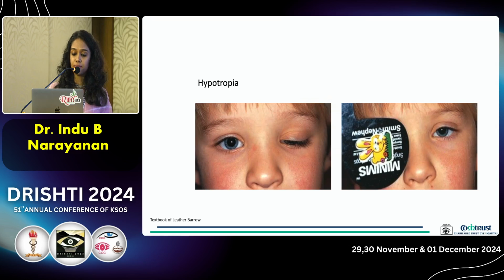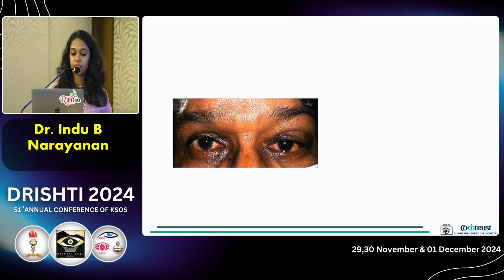This child, you can see that on cover test, on covering the right eye, the upper left eye is taking its position. So always do a cover test and make sure that it's never a case of hypertropia.